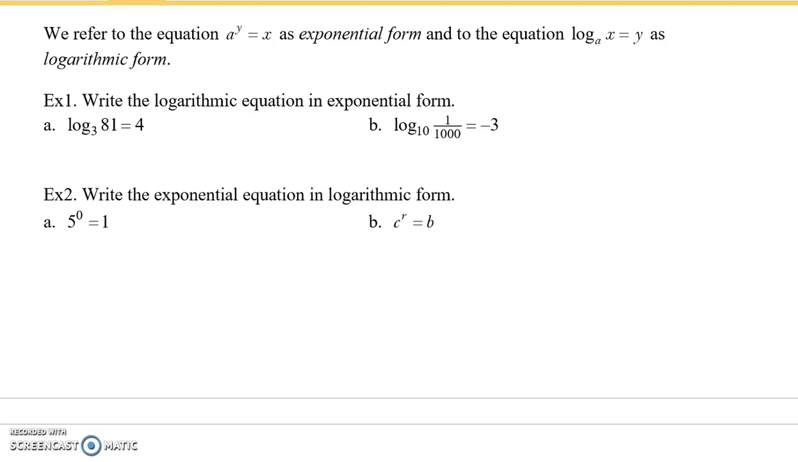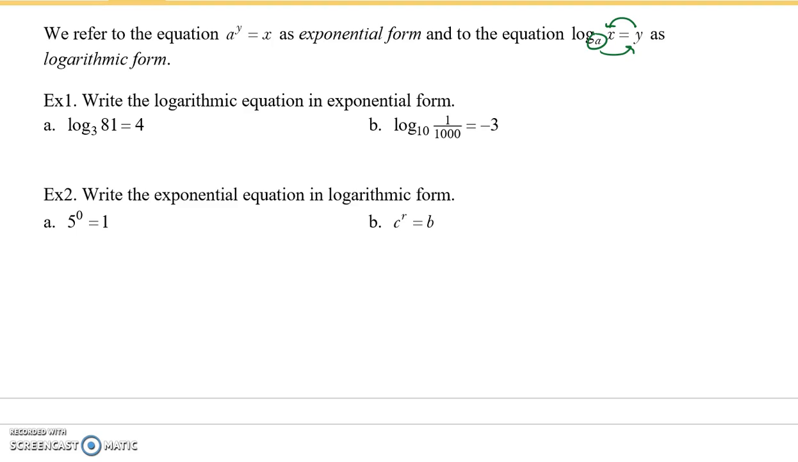So we refer to the equation a to the y equals x as exponential form, and the equation log base a of x equals y as logarithmic form. We can convert easily from the logarithmic to the exponential form by remembering this little method I showed you a moment ago. A to the y equals x. I usually say think in a circle. Start with a base, a to the y equals x. I'll demonstrate this in the following examples.